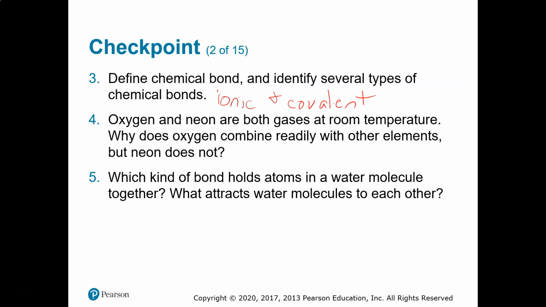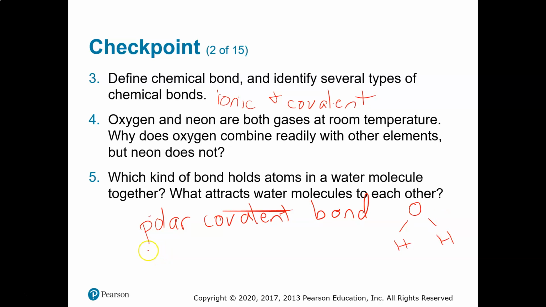Then, which kind of bond holds atoms in a water molecule together? And that is called a polar covalent bond. I like this question because this is really confusing. That's the bond between the oxygen and the hydrogen atoms. Then it says, what attracts water molecules to each other? That is a hydrogen bond.